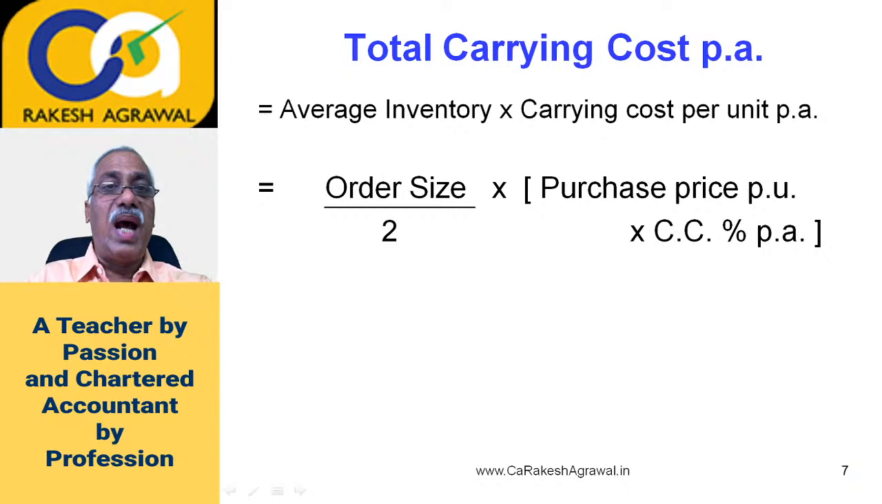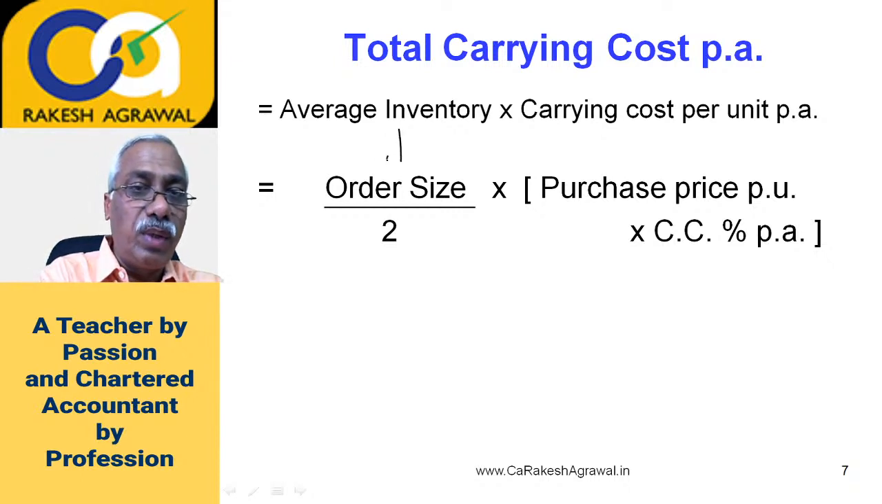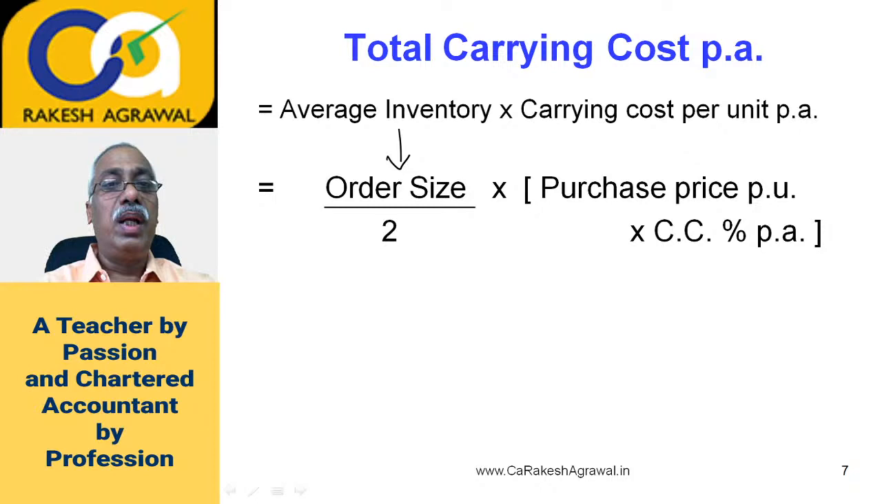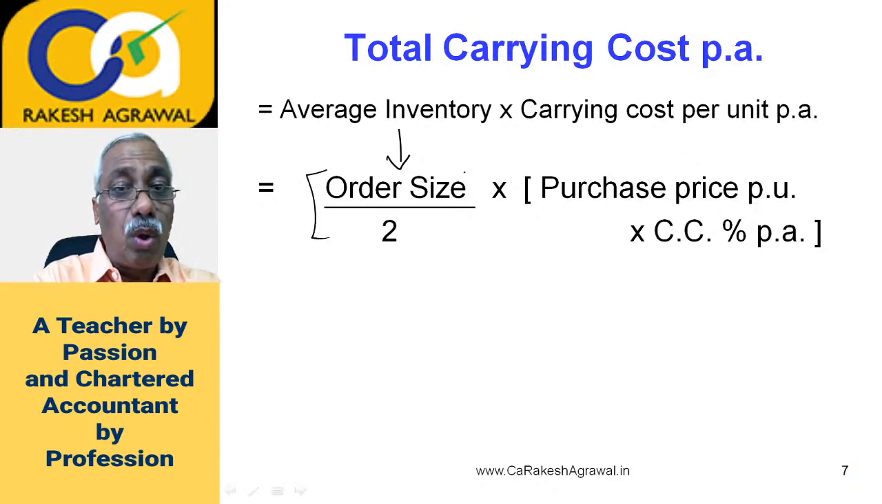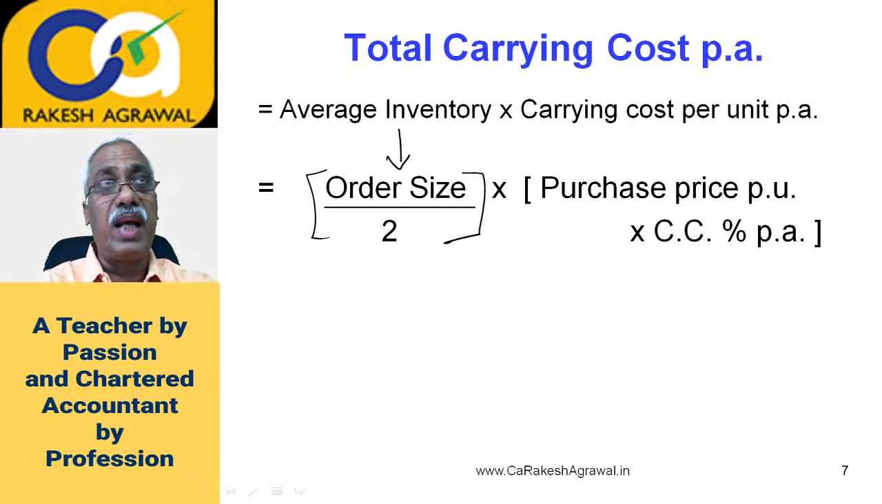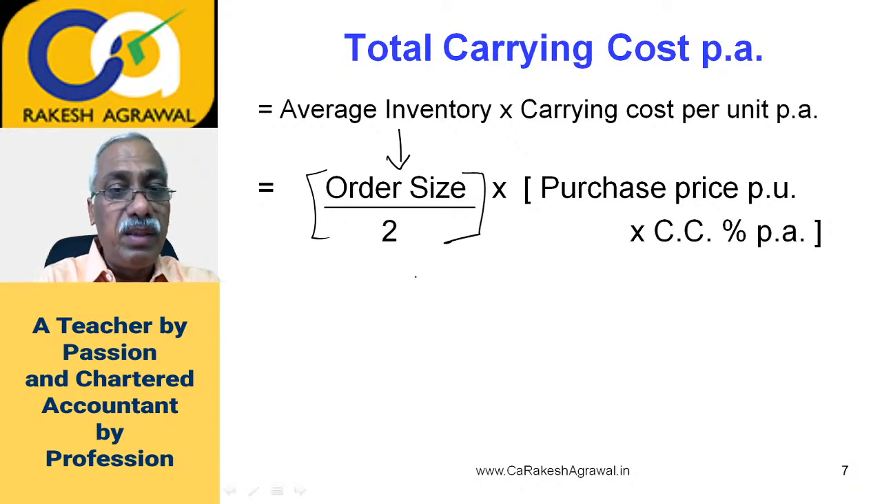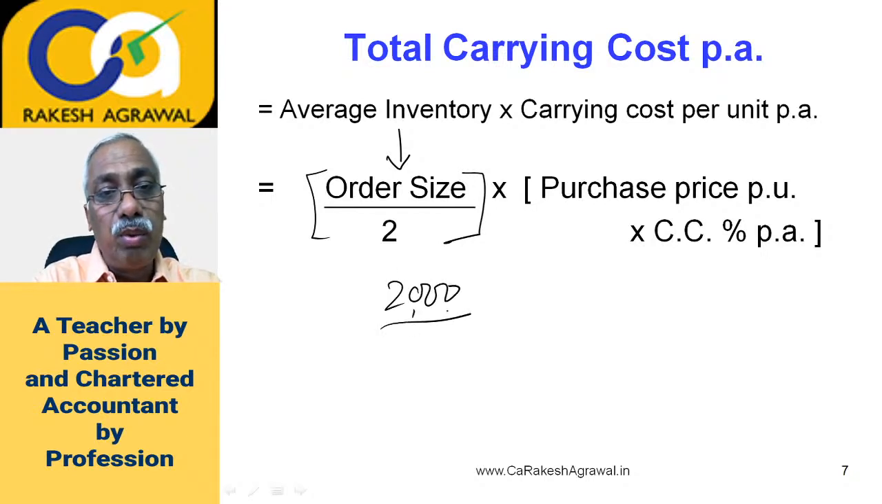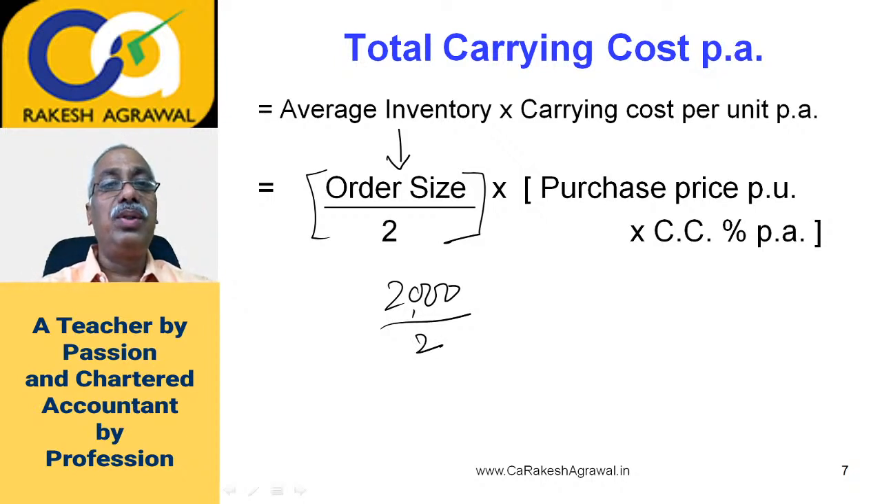Now how to calculate average inventory? This is the formula to calculate average inventory: order size divided by 2. Please remember, this is order size divided by 2, not annual consumption divided by 2. It means if you are going to give the order for 2,000 units to the supplier, then 2,000 divided by 2, 1,000 units will be average inventory. If you are going to give the order for 4,000 units, then 4,000 divided by 2 will be your average stock.